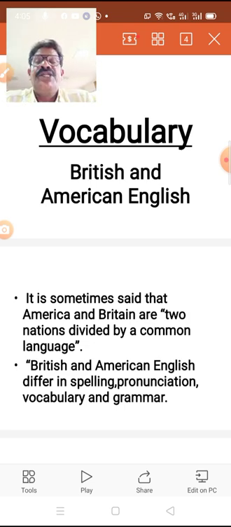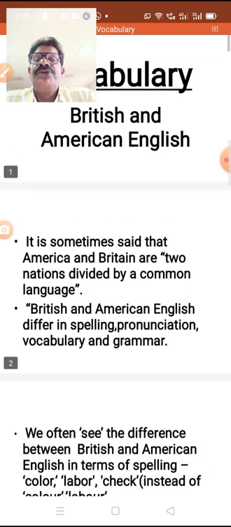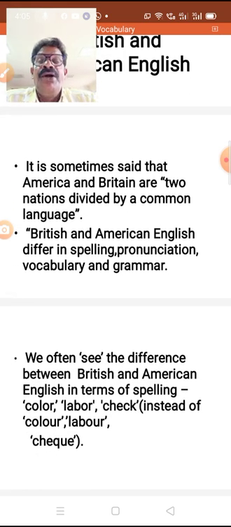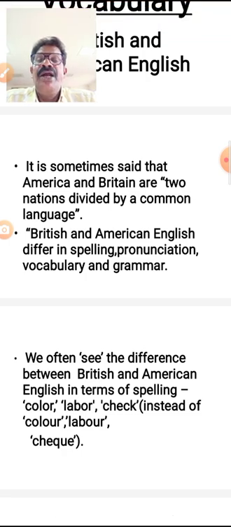Now let us come to our today's topic: how British words differ from American words. Now let us come to the first slide. It is sometimes said that America and Britain are two nations divided by a common language. America uses English, Britain also uses English, but they are divided. Why? Because of this language.